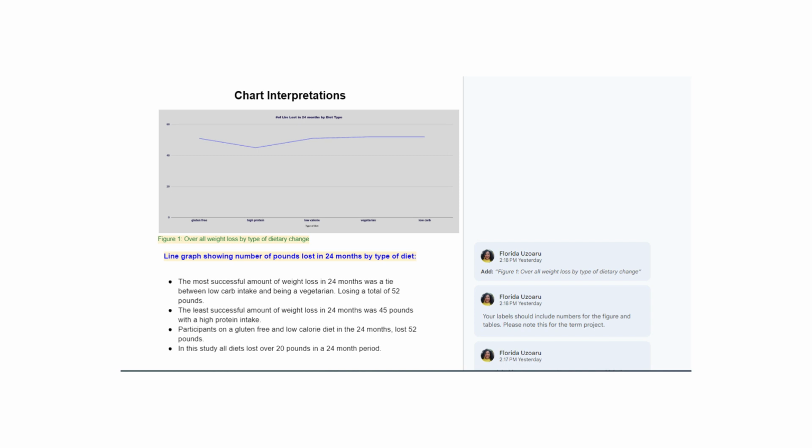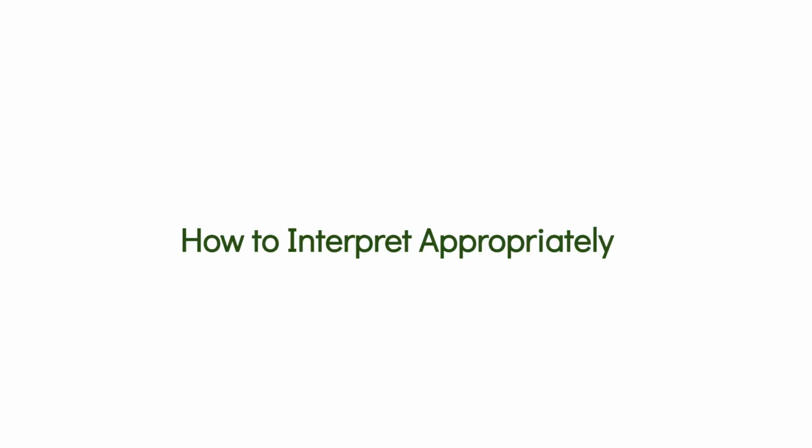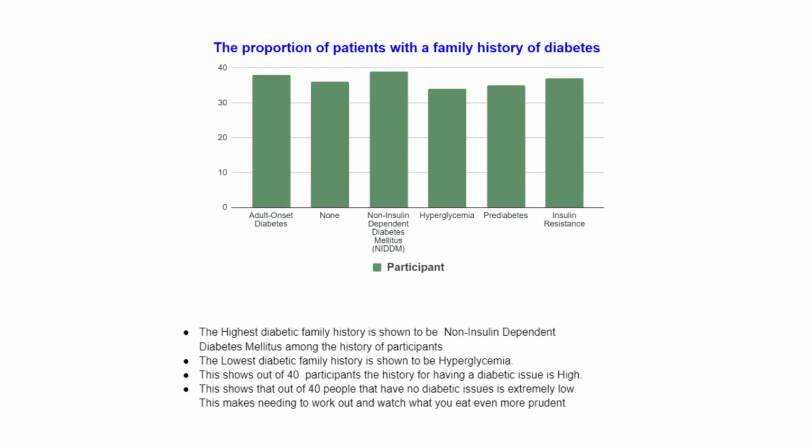So remember, labeling for tables goes above the table, labeling for graphs or charts goes beneath, underneath the charts. Now, lastly, let's talk about how to appropriately interpret your results. So, this is an example of a good interpretation.